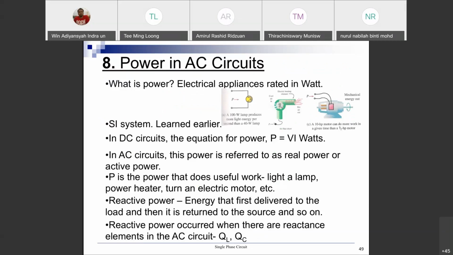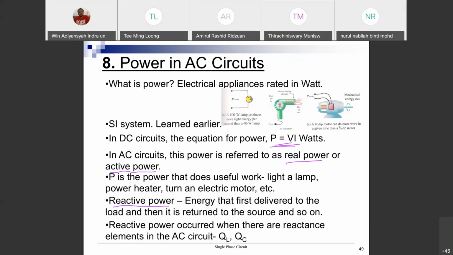Okay, power, there are some terms you have to understand. In the DC equation, which I think most of you are familiar with, P equal to VI. Okay, so in AC, power equal to real power or active power. There are also non-reactive power.